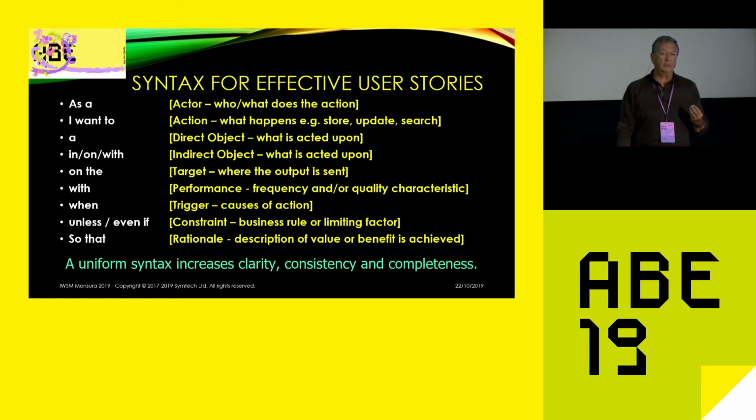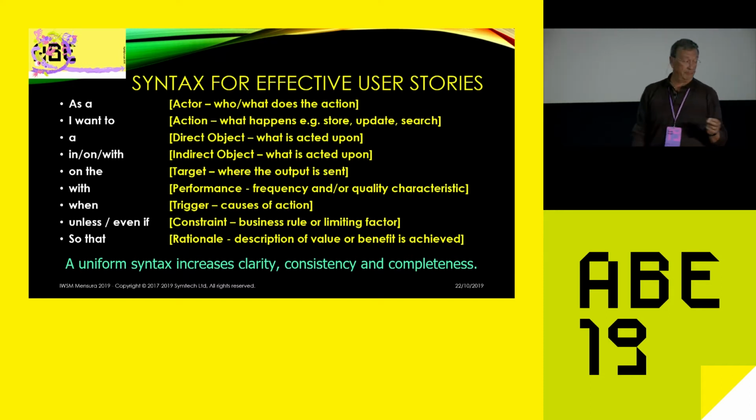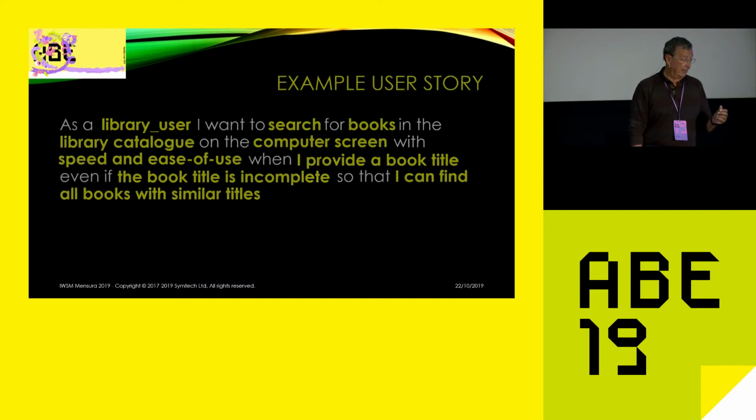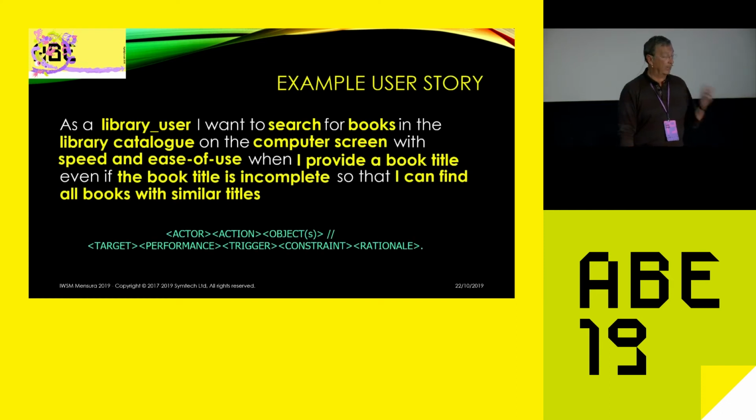So that's the syntax for user stories. And this uniform syntax, I've found, increases clarity, consistency, and completeness, but it doesn't solve the correctness problem. So let's have a look at an example. As a library user, I want to search for books in the library catalogue on a computer screen with speed and ease of use when I provide a book title, even if the title is incomplete, so that I can, delivered value, find all the books of similar titles.